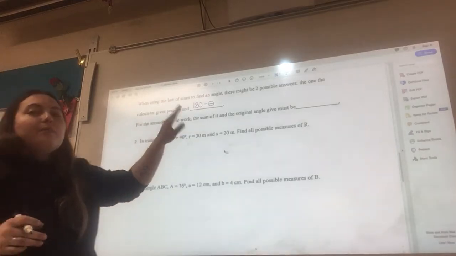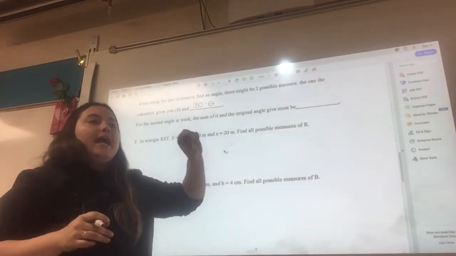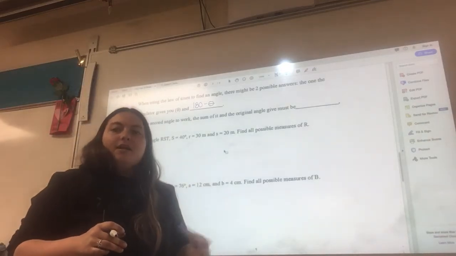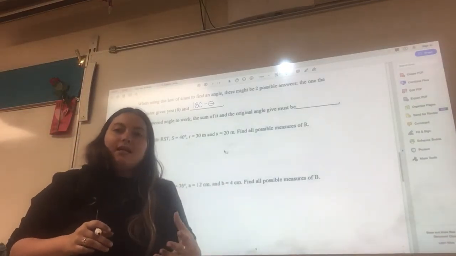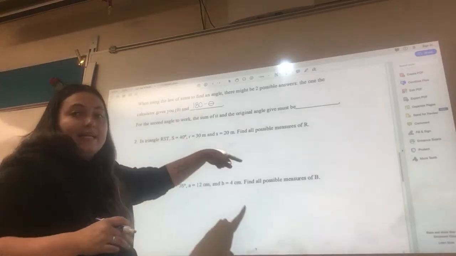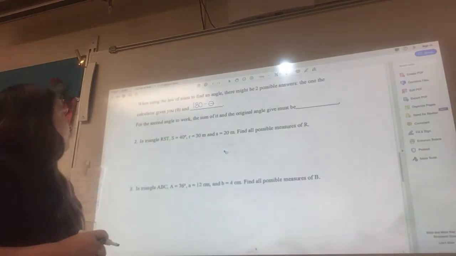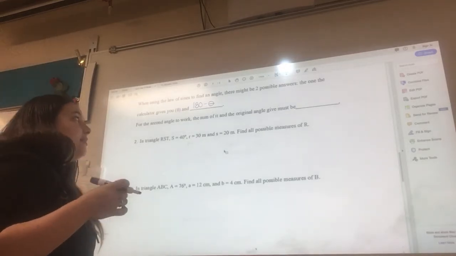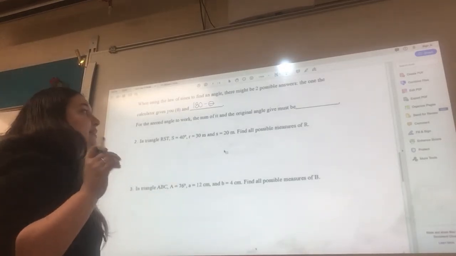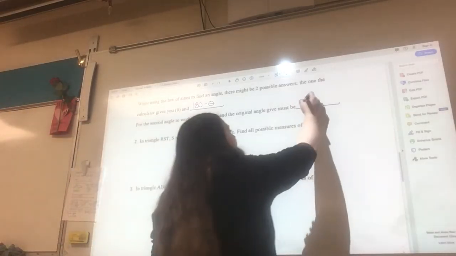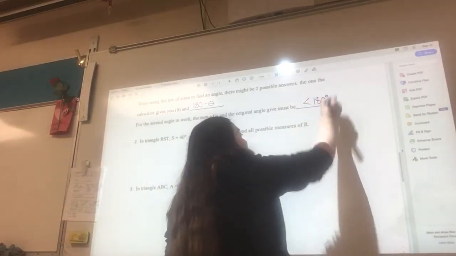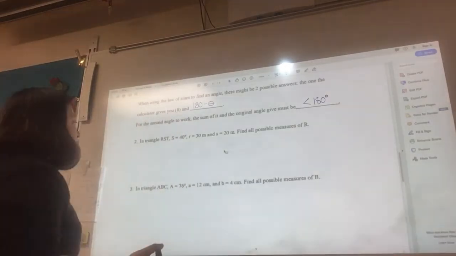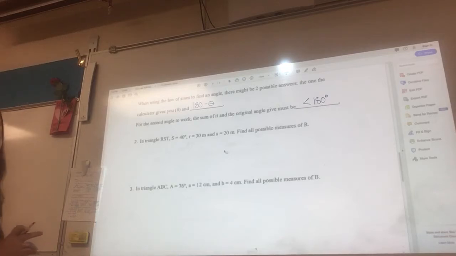If you remember back on 4 and 5, 5 was sine of 80 and sine of 100. So 80 was the first theta, while the second one was 180 minus 80, which was 100. For the second angle to work, the sum of it and the original angle that's been given must be less than 180. Because if it's more than 180, is it a triangle? So it's just a checking measurement. We're going to be doing that here for 2 and 3.